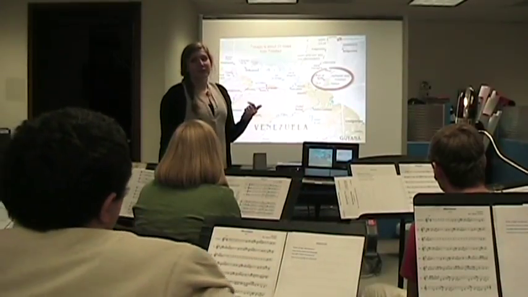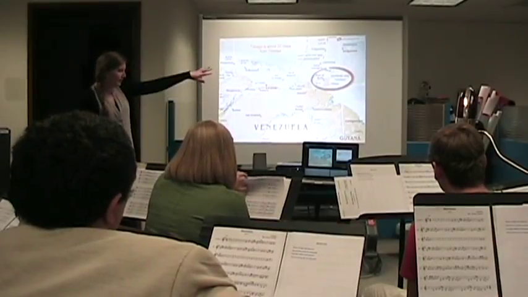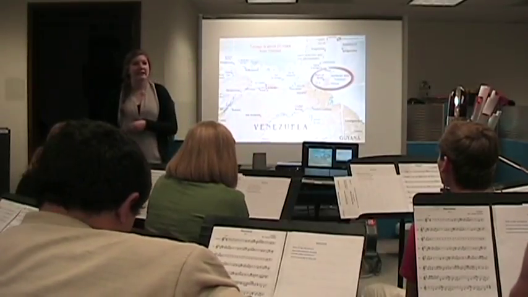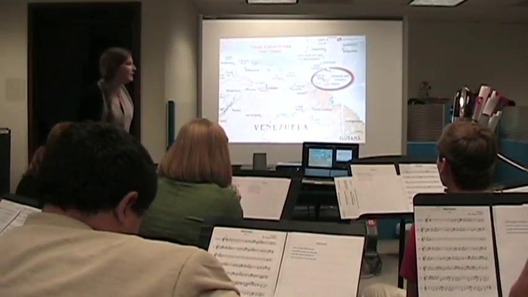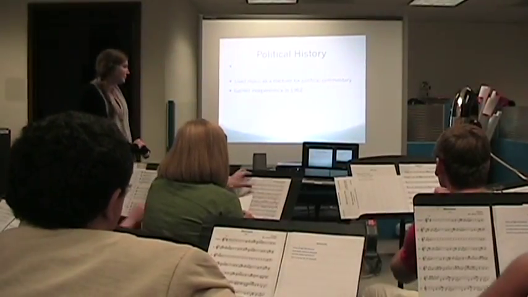Trinidad is where Calypso originated. So this is a map of where Trinidad and Tobago is. The bigger one is Trinidad, the small one is Tobago. It's the same country, but they're just two different islands. So, political history.